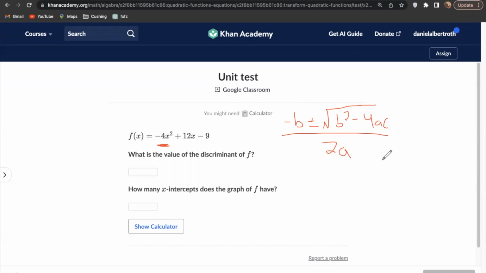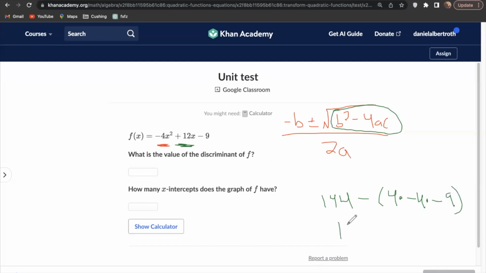So this is the quadratic formula, and the discriminant is the part of it that is under the square root sign. So b squared minus 4ac is known as the discriminant. So it wants us to find the value of that. So let's take our numbers. So b is 12. So if I take b squared, that's 144. And then I'm going to subtract 4 times a times c. So 4 is 4. A is -4. C is -9.